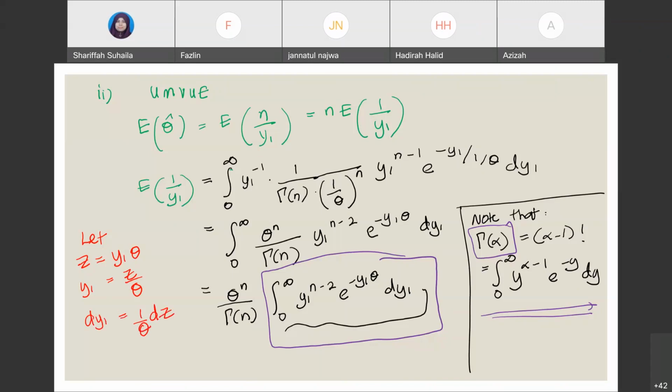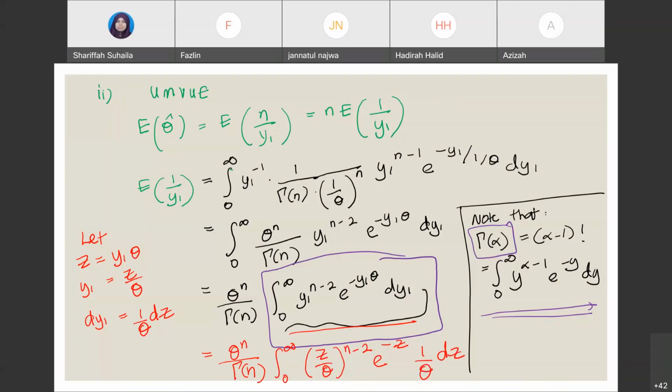Okay, we replace in the terms here. We express everything now in the form of z. So what you will have here is theta^n, gamma n, and the integral from 0 to infinity of y1, which is now z over theta, to the power n minus 2, exponential negative y1 over theta, so negative z, and dy1 replaced by 1 over theta dz.